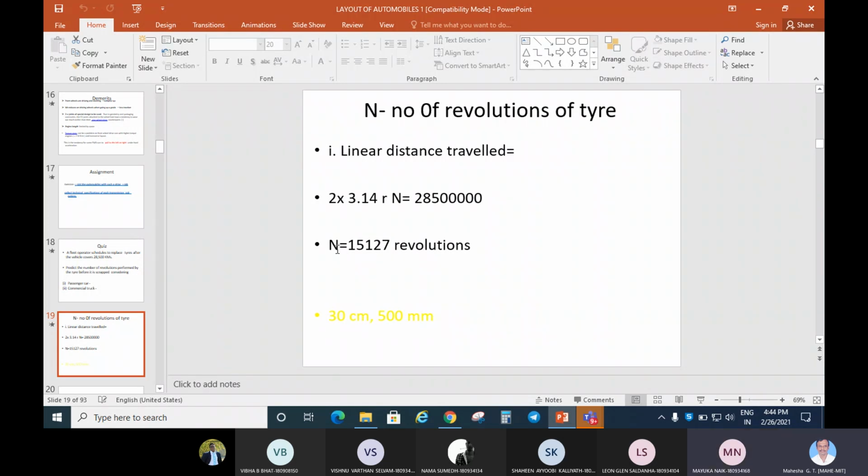Yes, sir. Am I right here at least? Yes, sir, that is correct. Like that you try for the other one also. Second case, truck tire being replaced after how many? Definitely it should be less than what it is for car. Is it or not? Because larger size, number of revolutions should be smaller. Is it or not?